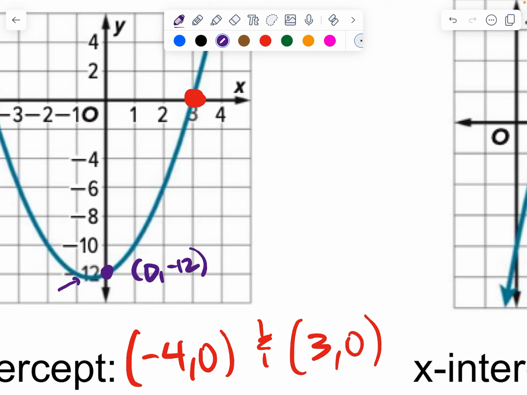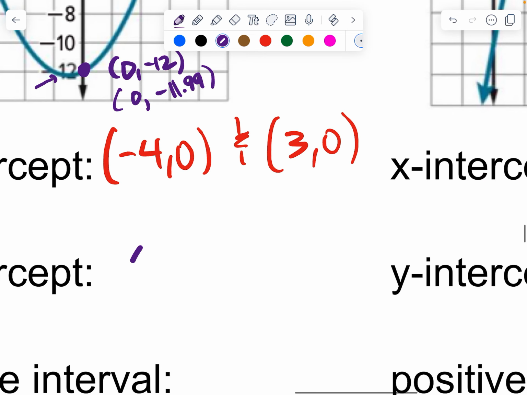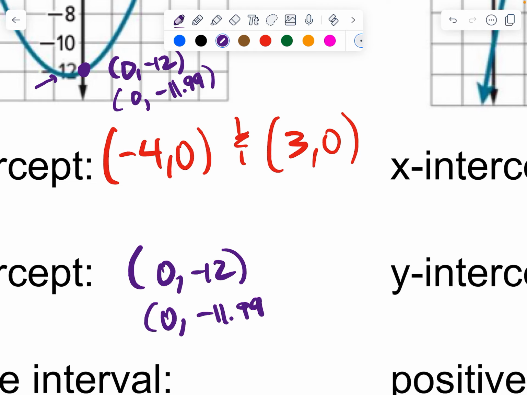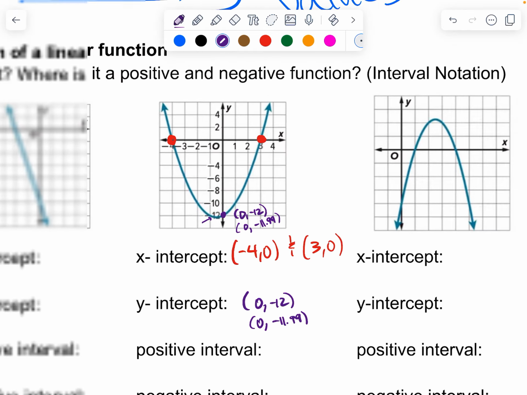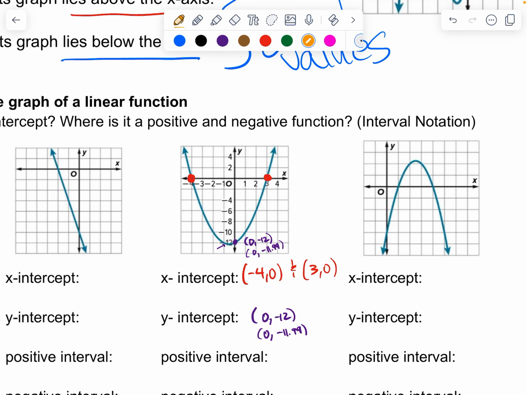We might be a little off. It could be 0, negative 11.99. It's not real clear on that. So we're just going to use for this one 0, negative 12, or if you wanted to say 0, negative 11.99. Now for the positive interval. So that's all the stuff where it goes from the x-axis all the way up above. So it's going to go from 0 to positive infinity.